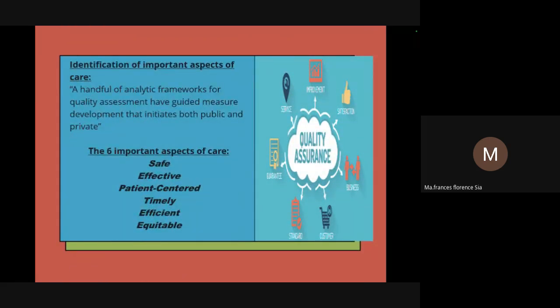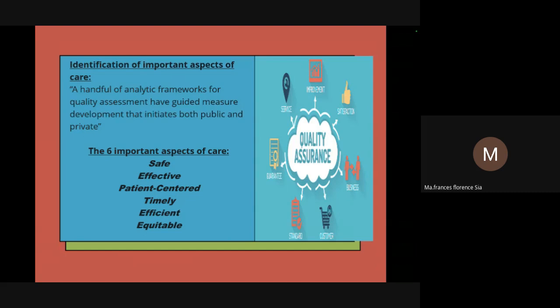For the identification of important aspects of care, a handful of analytic frameworks for quality assessment have guided measure development that initiates both public and private. There are six important aspects of care. The aspects of care help to grasp the meaning of care as the relevance of quality assurance measure. It provides a framework for understanding quality and explanation to safe, effective, and patient-centered care.